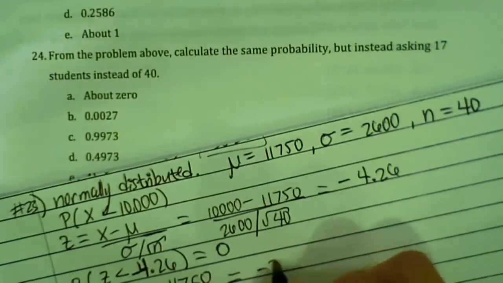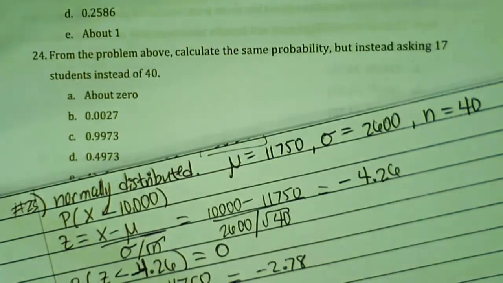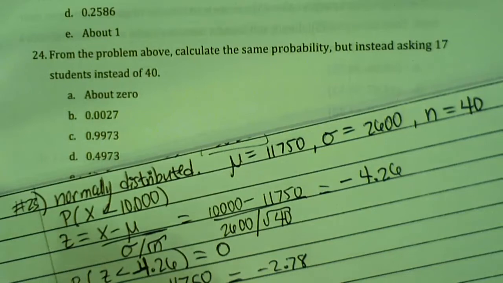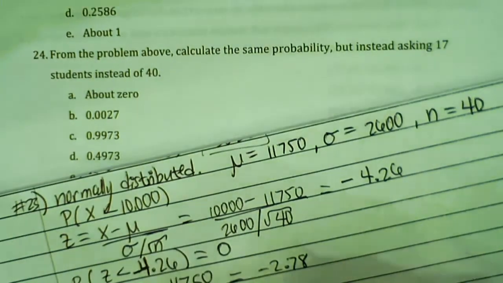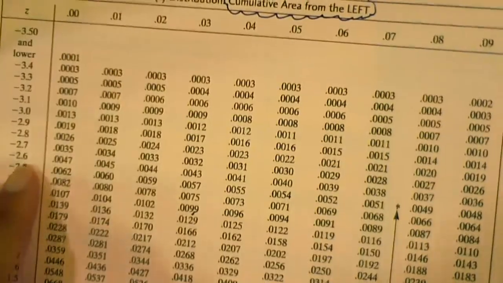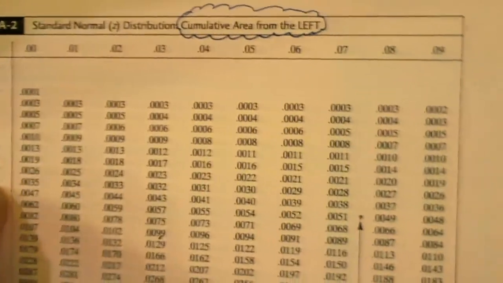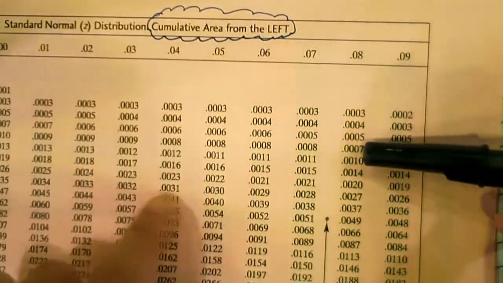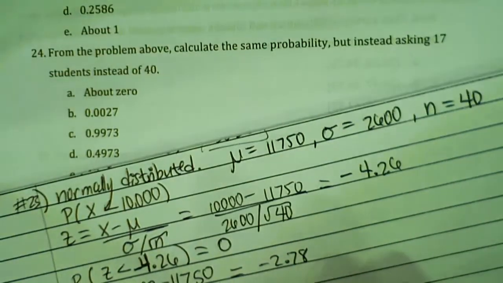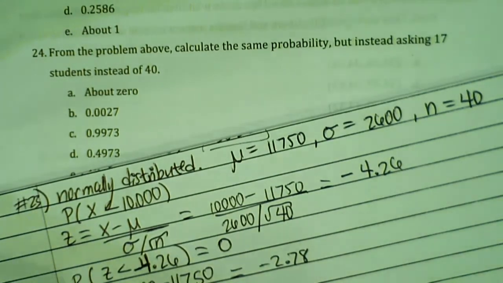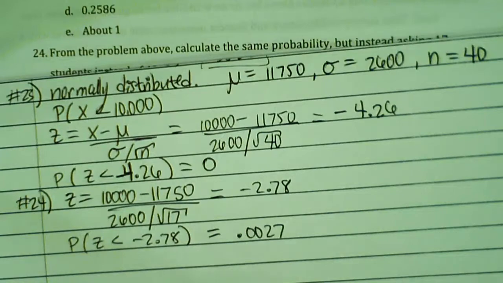So negative 2.78. Okay, so then if we look that one up, negative 2.78 on here, we see negative 2.7 and then 8 is 0.0027. So then that would be it.